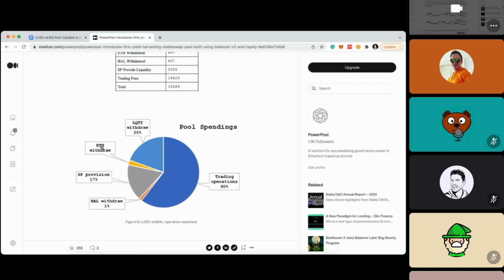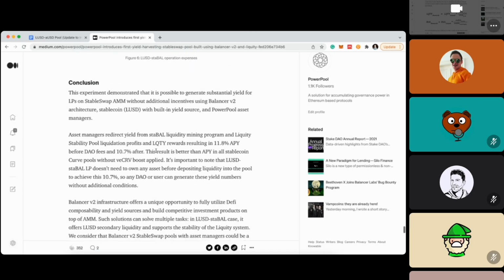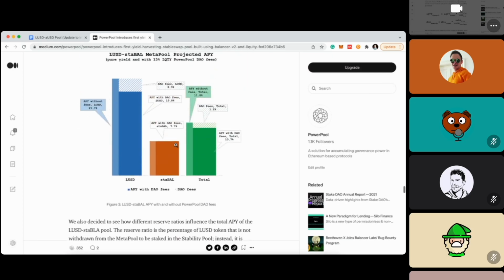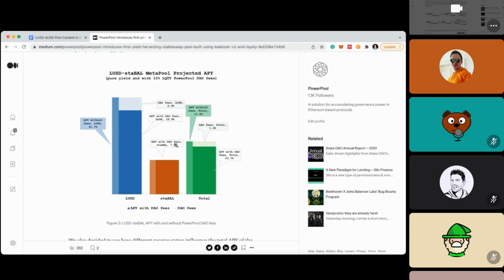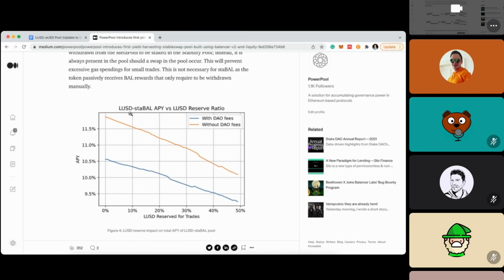We also calculated how much PowerPool DAO spent on all these on-chain operations, because I think you understand that this product needs a lot of on-chain transactions to work, to harvest all the rewards, and to maintain reserves, and reserves maintenance is also a very important thing. So here is also the LUSD-staBAL APY with LUSD reserve ratio. If there is a bigger reserve ratio, this shows how APY will drop, and take into account that StabAL is not staked anywhere because Balancer provides rewards to those who hold the token.